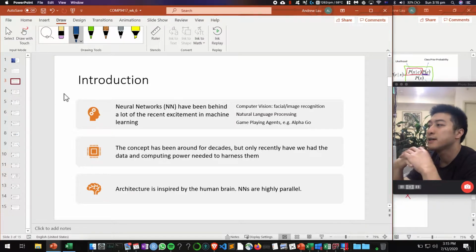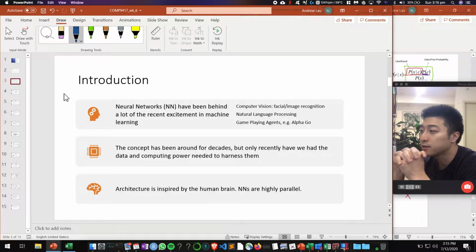So let's get started. A lot of the recent advancements in neural networks, a lot of the recent excitement in machine learning has been driven by neural networks. Depending on which kind of use, they're quite good. In terms of computer vision, facial and image recognition has gotten quite good these days. And natural language processing, that is dealing with just free text, speech, and also some AI game playing agents. Like you might have heard of AlphaGo, which uses, I can't remember the exact structure, but there's some neural networks there, alongside a whole bunch of other sorts of things in there as well.